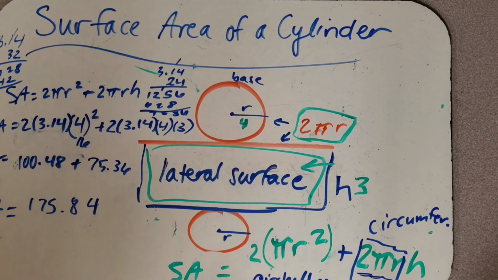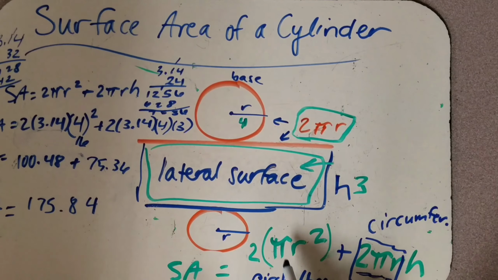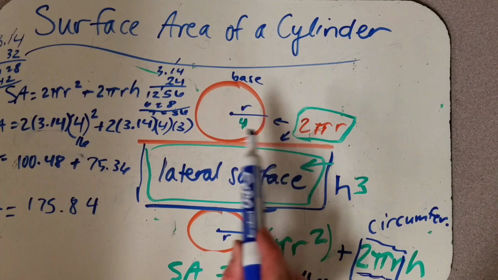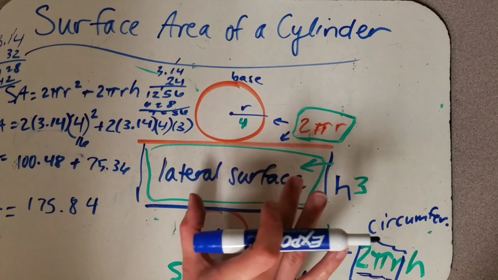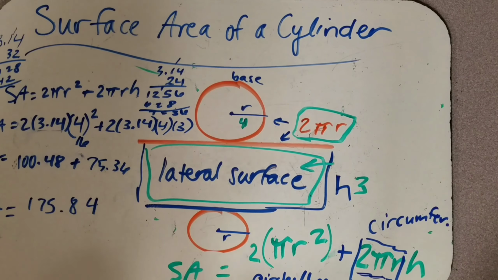You have to follow this pattern. If you don't use that formula, you're gonna be all off. And really all it is, remember, we're finding the area of both of the circles, we're finding the circumference of the circle, right? And then we're multiplying that by the height, okay? So we add the lateral surface part with the base part, and we find the area, okay?